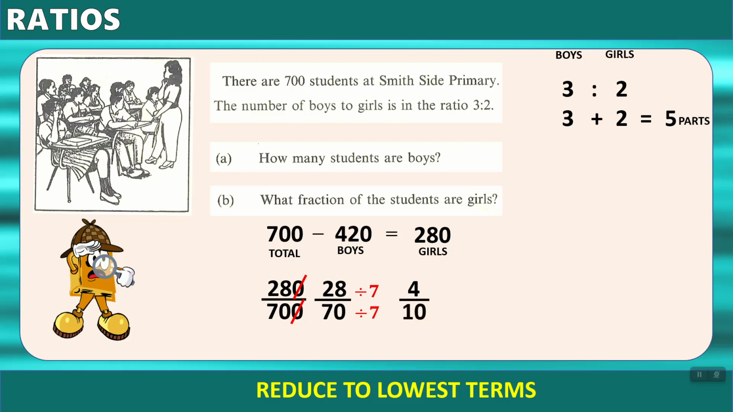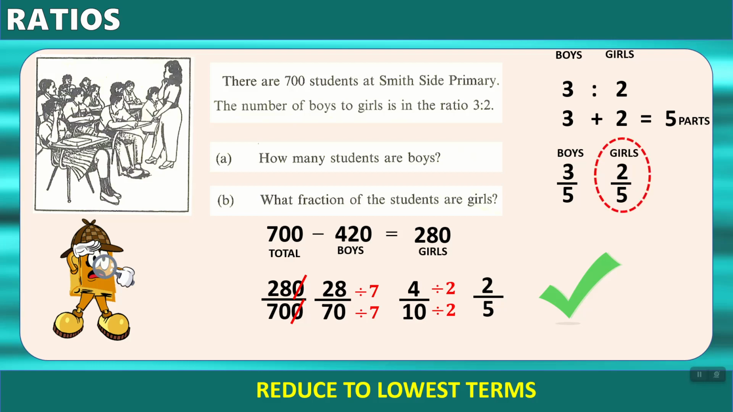But that fraction is still not in its lowest terms. I know I can divide them by 2. 4 divided by 2 is 2. 10 divided by 2 is 5. And here's our fraction of girls, 2 over 5. But if you look above, we always knew this because the fraction of girls was always 2 over 5.